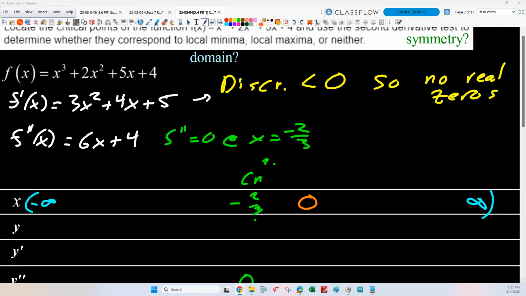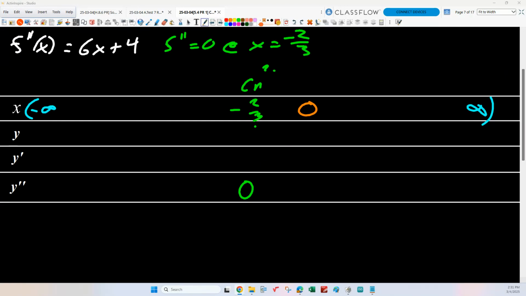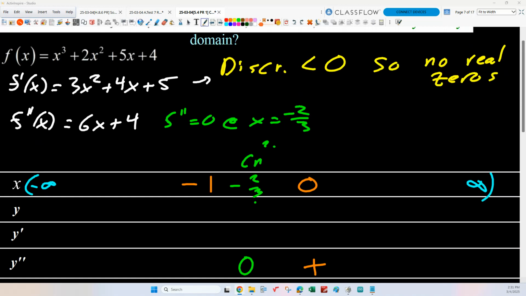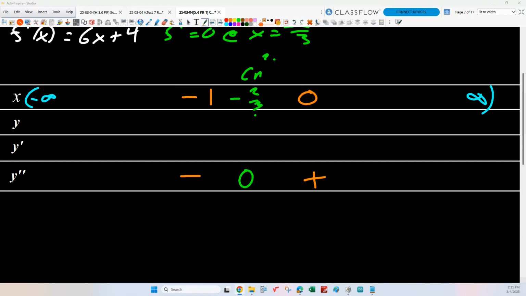What's the value of f double prime at 0? 4, so it's positive. I could pick something like negative 1. At negative 1, it's negative. Aha. So that is an inflection point, isn't it? Right?